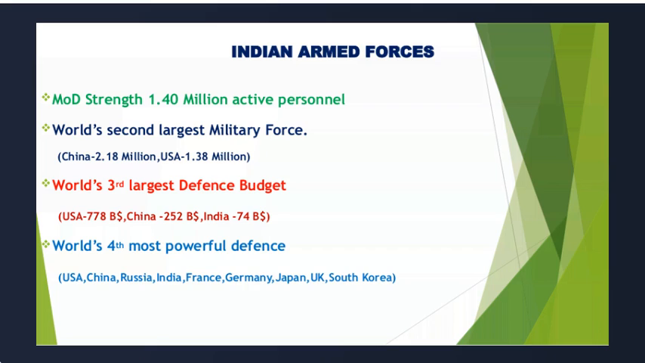So the three forces combinedly have 1.4 million active personnel, out of which approximately 50 to 52% belong to the army. So the remaining 48% is nearly shared between the air force and navy. Between the air force and navy, air force people are somewhat greater in number than navy people. The navy comes third in terms of defense personnel, right?